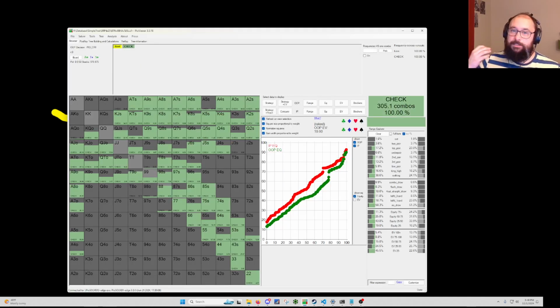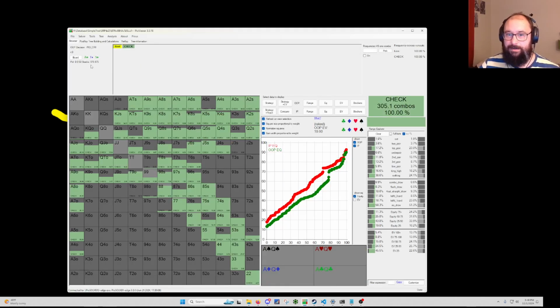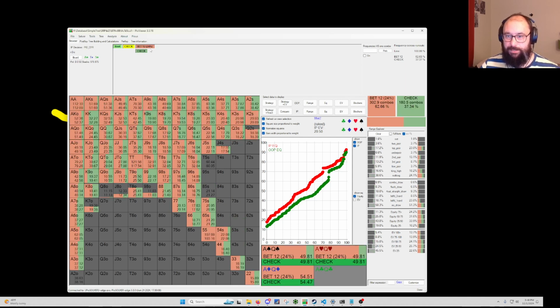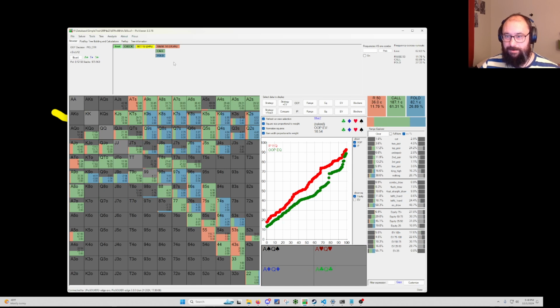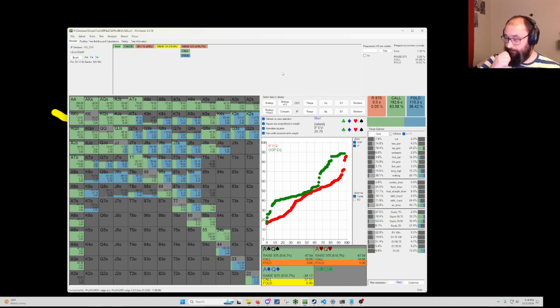Okay, so suppose we are looking at this board: Ace of Clubs, Ten of Diamonds, Five of Clubs. This is button versus big blind, single raise pot using 25% C bet. And let's suppose we are facing a raise, and we want to understand what are some hands that we're folding versus calling.